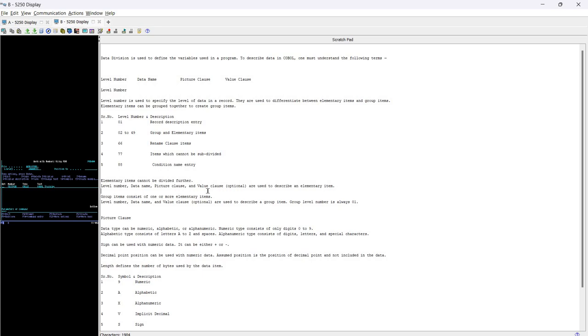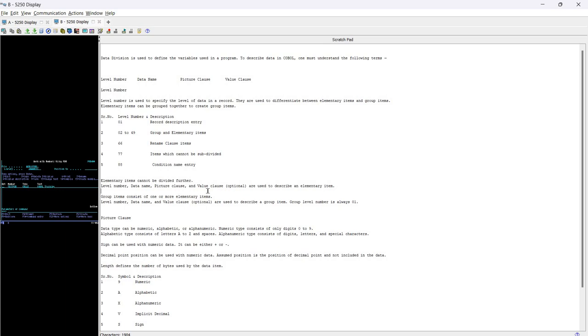Now, those who know the RPG language, let me tell you, you can compare this value clause with the INZ keyword. In the INZ keyword, we put the values for initialization purposes. Similarly, value clause is used only when we want to initialize a variable. So how many parts do we have? For an elementary item, we have four parts: level number, data name, picture clause, and value clause.